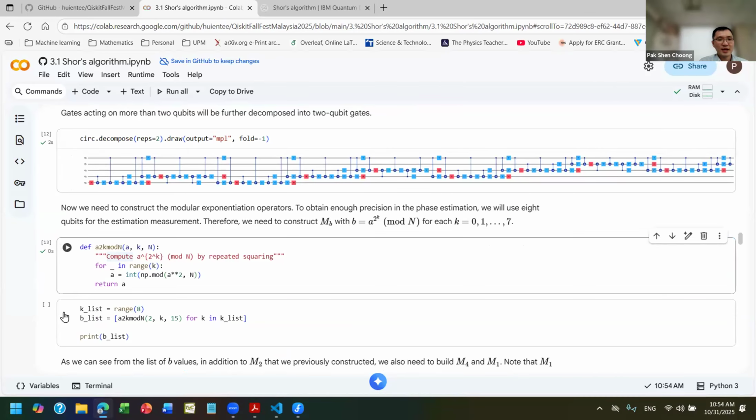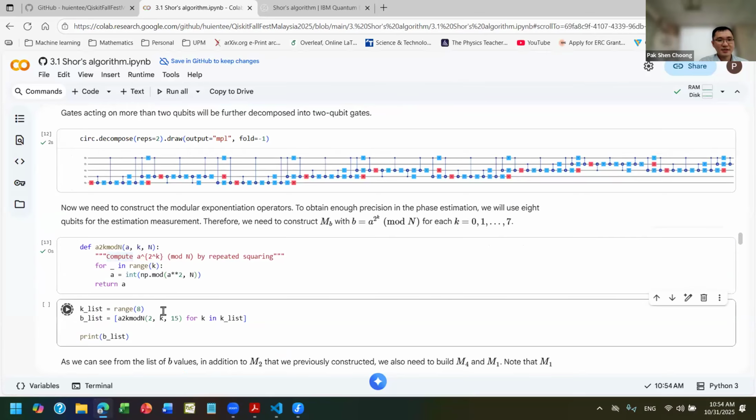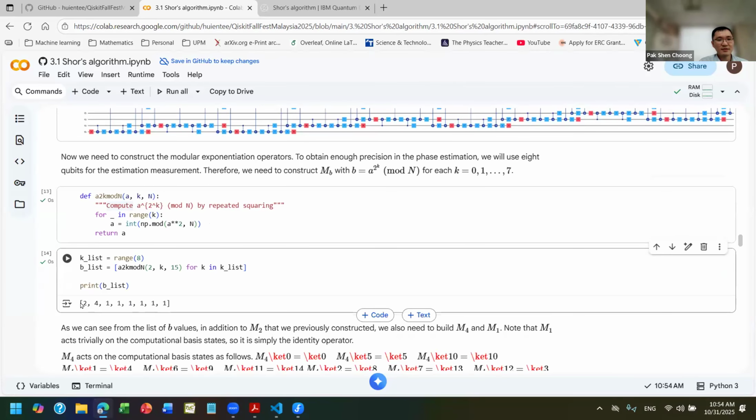Now you look at the rest of the list. So you see that if you want a certain accuracy, you need to perform M2. That is your first unitary. The second one is M4. And then the rest is M1. So M1 basically means identity matrix, so you don't need to perform that. So in this very simple example, what you need to perform is M2 and M4.